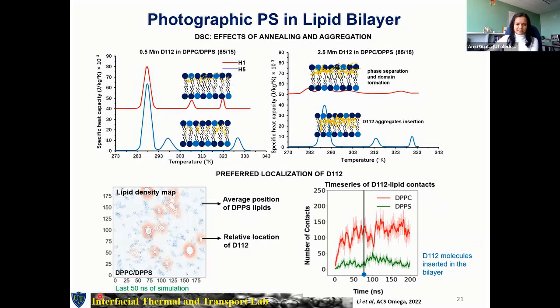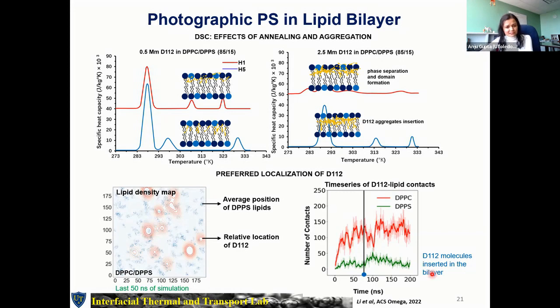This is a very interesting study, we thought, because they were able to predict where this molecule will go. So this is a lipid density map of both DPPC and DPPS. So the dark blue spots are DPPS. And we noticed this molecule prefers staying close to DPPC, which is this zwitterionic molecule. So we thought that was very interesting.